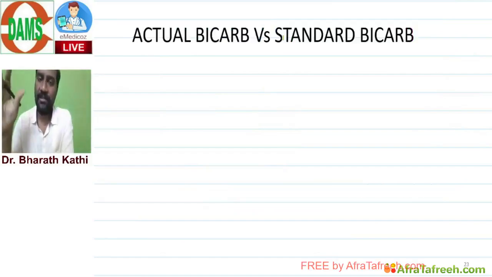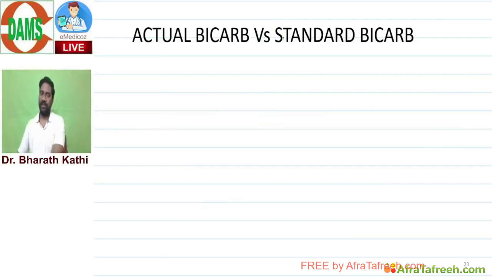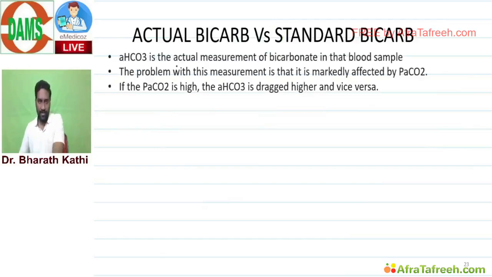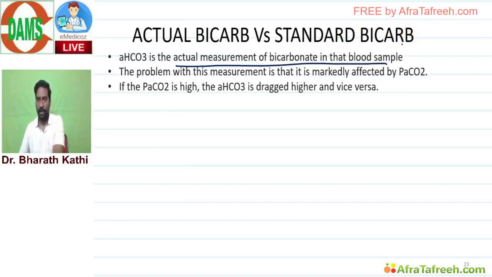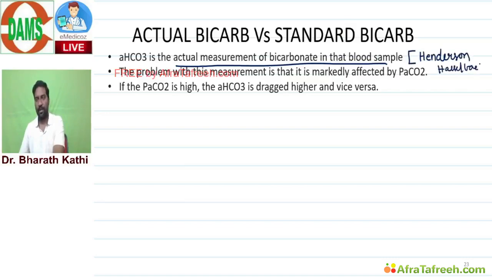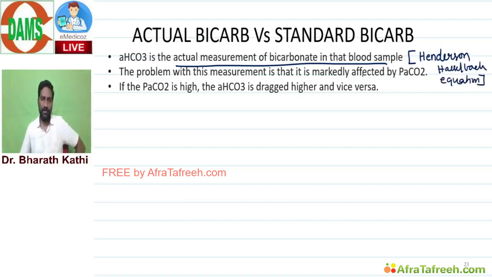Then coming to what is actual bicarbonate and standard bicarbonate in the ABG sample. Actual bicarbonate is the actual measurement of bicarbonate in the blood sample. Normally, how is bicarbonate measured? Bicarbonate is measured by the machine with the help of the Henderson-Hasselbalch equation. You know that in the Henderson-Hasselbalch equation there is CO2. So definitely this value will be markedly affected by PaCO2.